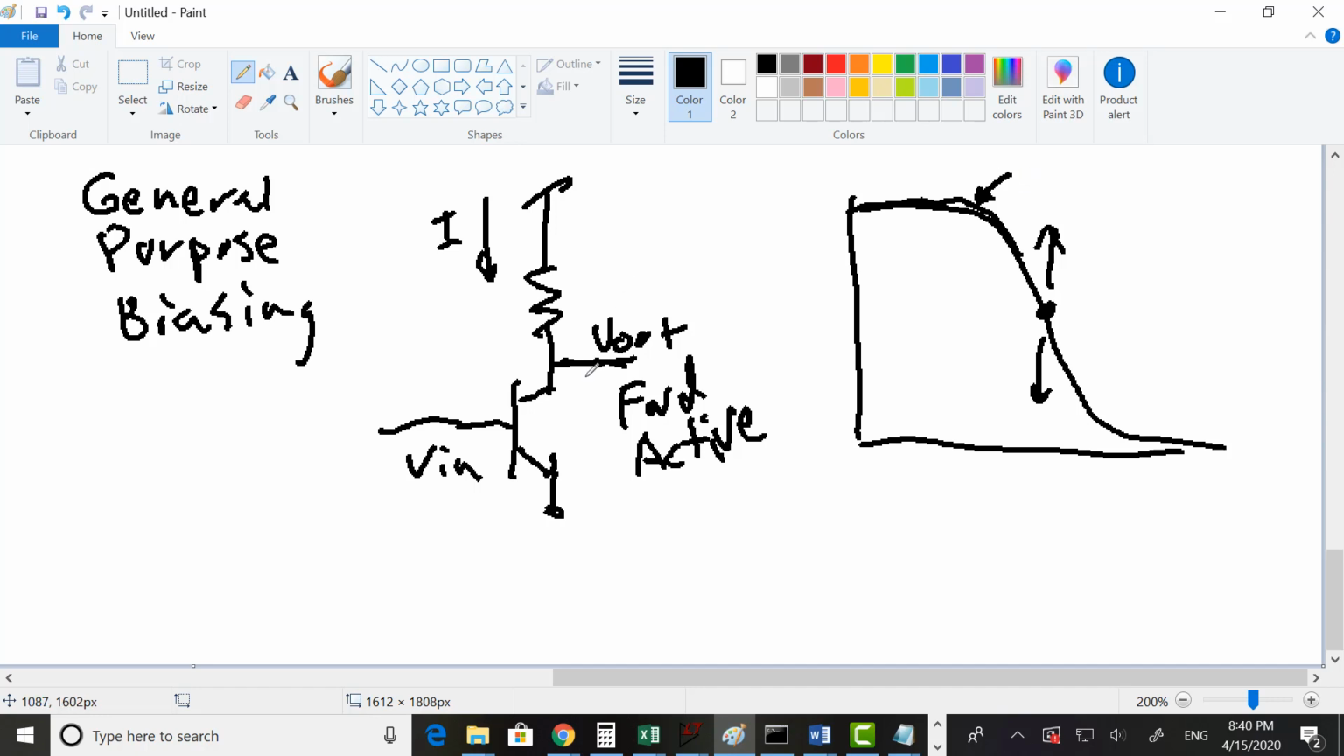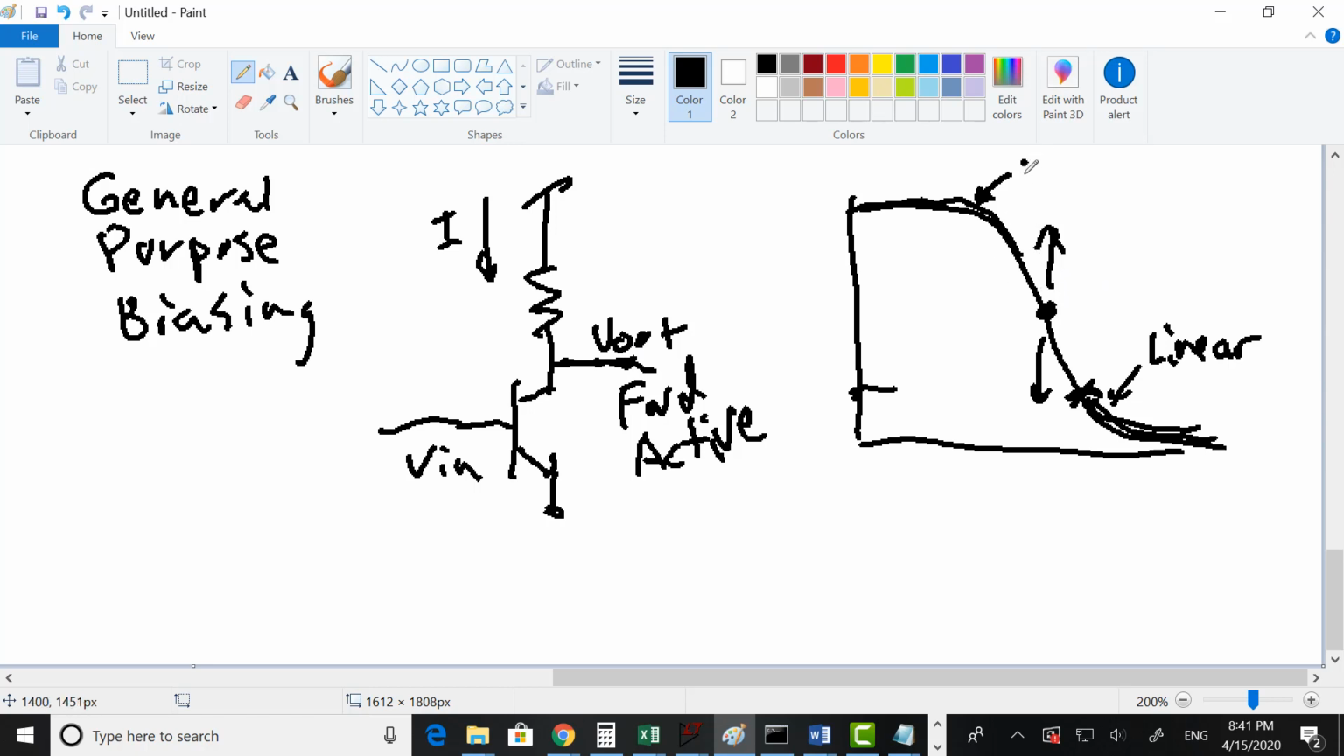When V out is high, that means you have a big VCE, so your transistor is in the forward active region. But when V out gets lower and lower, there's a point where the transistor goes into linear. And when it goes into linear, that's when you start to lose gain. So you want V out to sit in the middle of the active region.